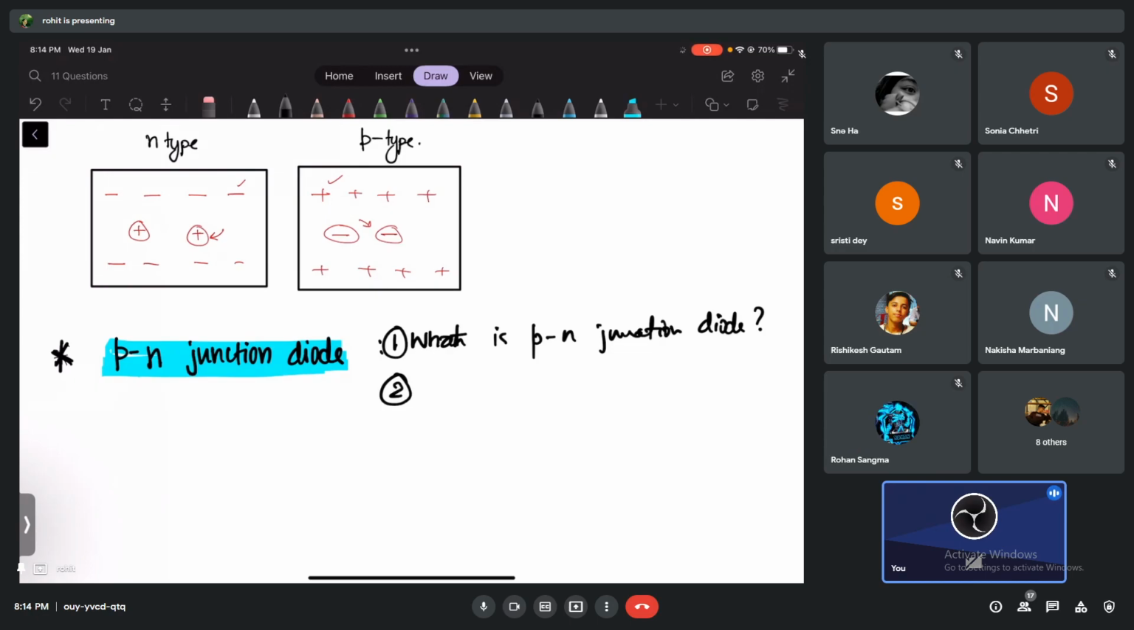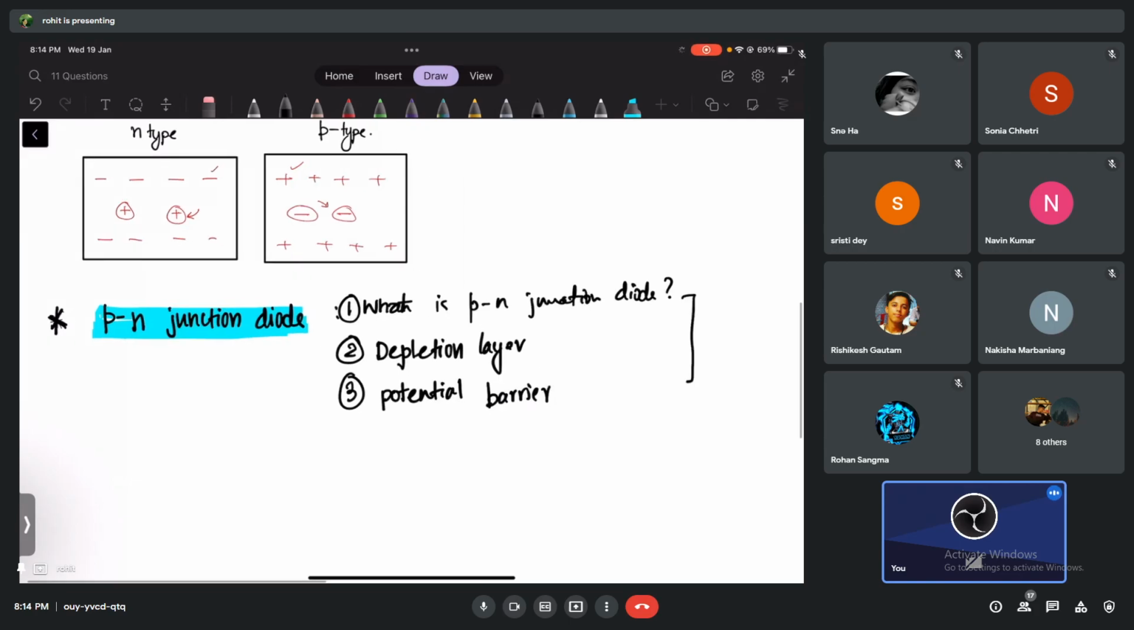Then they will ask you, what is depletion layer? That is what they ask you all the time. What is depletion layer? You can check the question paper also. Number three, they'll also ask you what is potential barrier. These things together also they can ask you, but expect around 3 marks. If they ask you 3 marks, or at least let's say 2 marks.